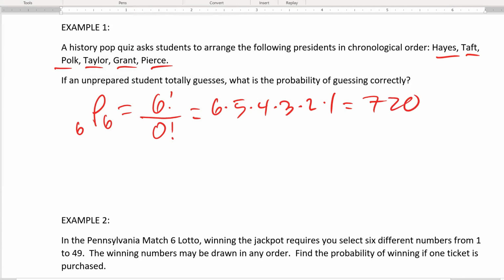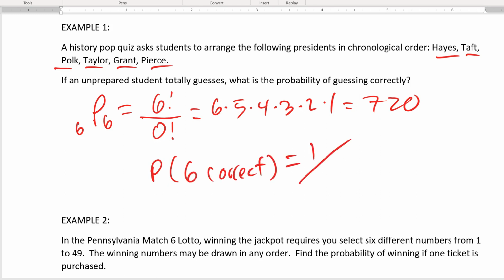Be careful though, that is not the probability of you guessing correctly. Okay? You're ordering all 6 of them. So the probability is that there is only one correct answer out of all the different ways that you can rearrange this. So 1 out of.